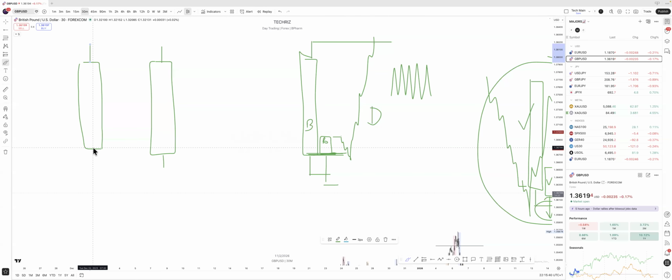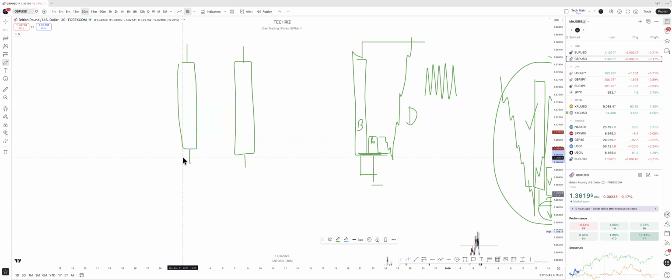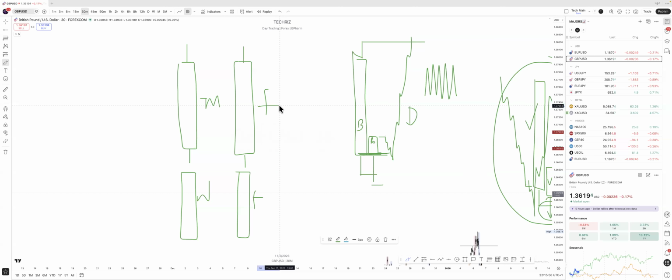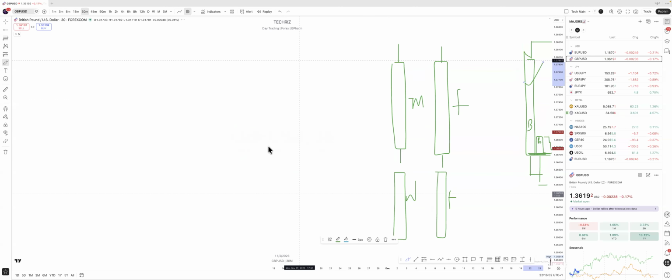On indices, S&P, NASDAQ, and whatever, Wednesday can form the accumulation candle, and Friday can also form the accumulation candle. So for indices, we have Wednesday and Friday. And for currencies, we have Monday and Friday. Accumulation candle, this one.